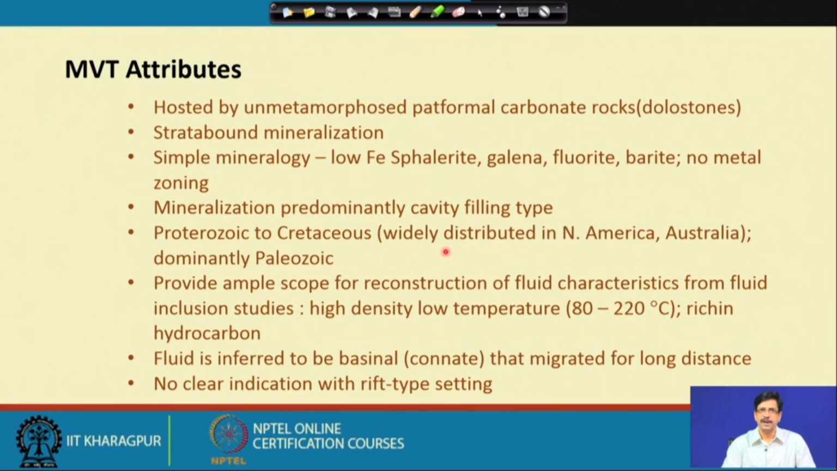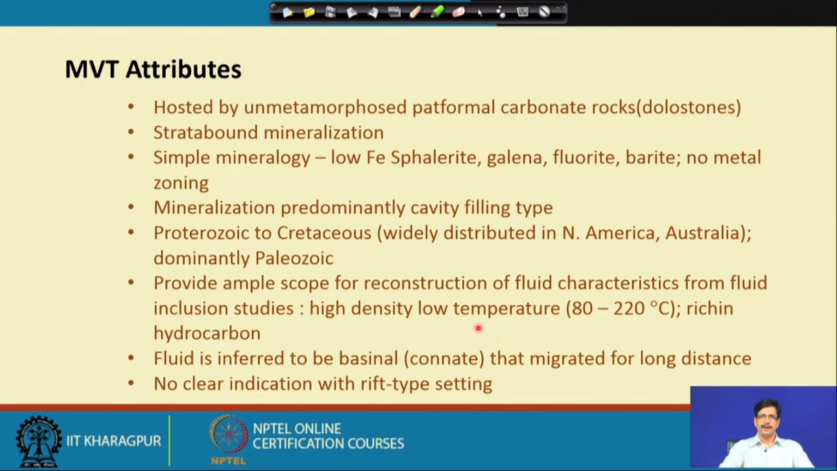They range in age from Proterozoic to Cretaceous, widely distributed in North America, but dominantly Paleozoic. There are some Australian occurrences as well. And as I just said, there is ample scope for reconstruction of the fluid characteristics from fluid inclusion studies, and the fluid inclusion studies indicate a very high density, but low temperature fluid of 80 to 220 degrees centigrade. In these deposits, the ore fluid is very characteristic in the sense that they do have appreciable hydrocarbon concentration.